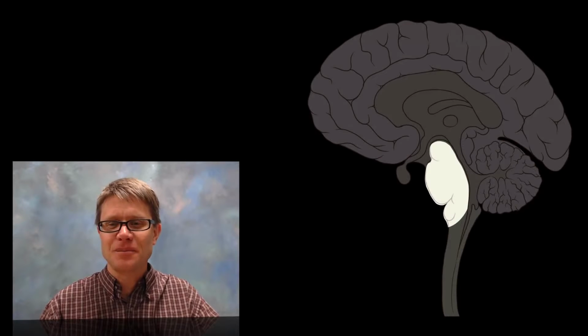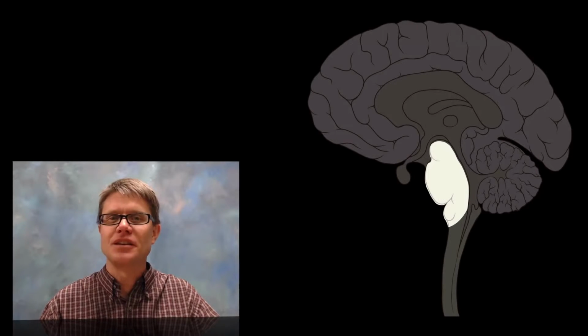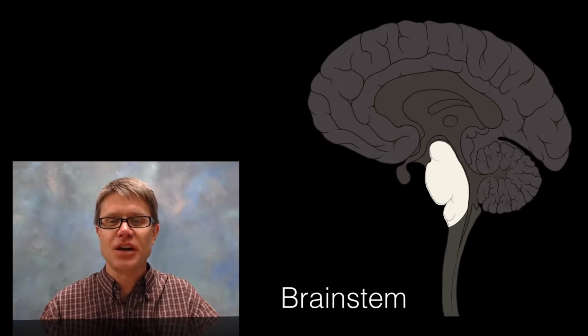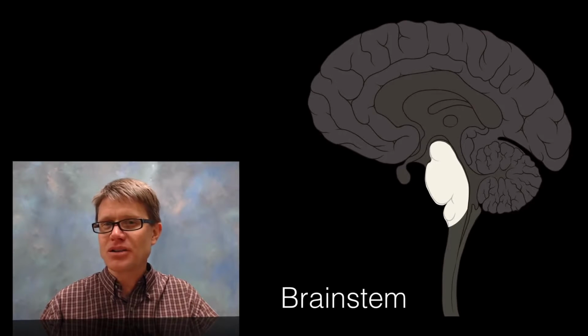So how did you do? Do you remember those 17 different structures and their functions? Well, it's time to review. So let's go through it. What's this one at the bottom? Overall, we call that the brainstem. Hopefully you got that. What are the three parts of the brainstem, though?